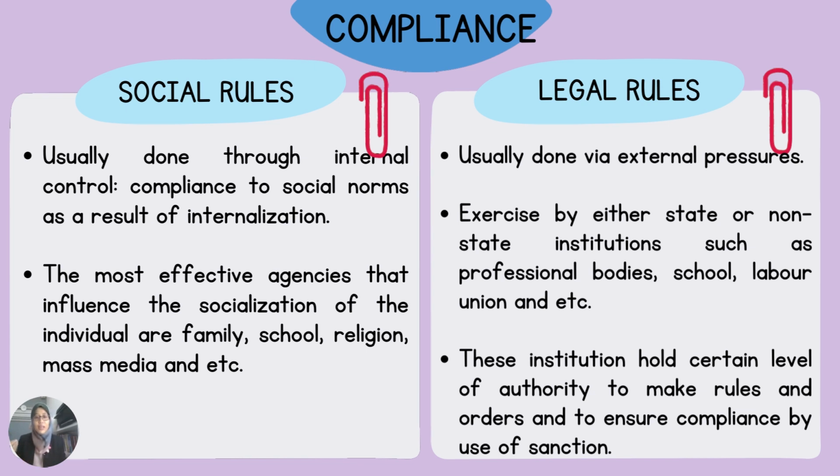While the legal rules, they comply with the legal rules because of external pressure. What is external pressure? External pressure is because of fear of sanction. It can be exercised by the state or non-state institutions like a professional body, schools, or labor union, and these institutions have the authority to make rules and ensure compliance by use of sanction. So, in terms of compliance, social rules are obeyed because of internalization or internal control, while legal rules are obeyed because of external pressure or external control.